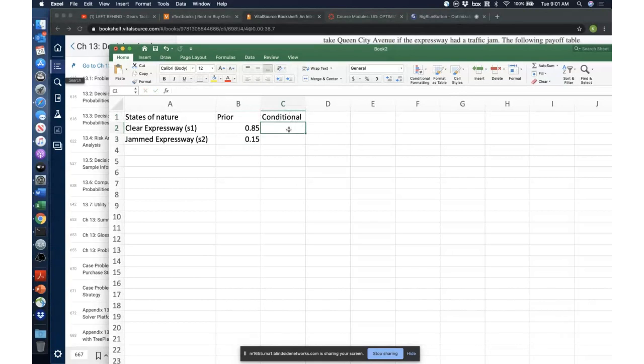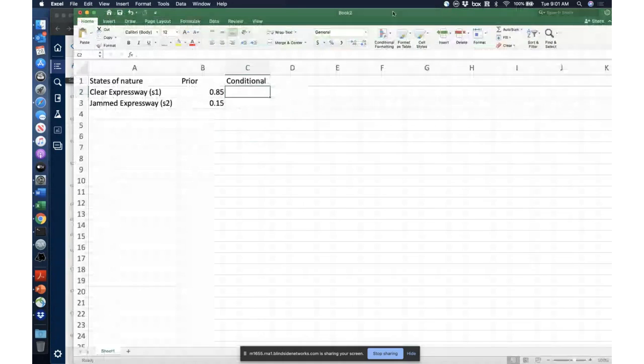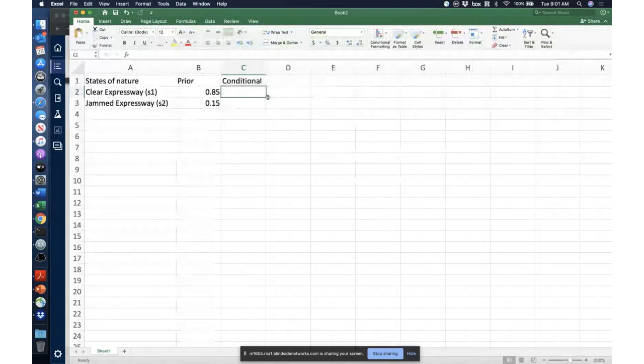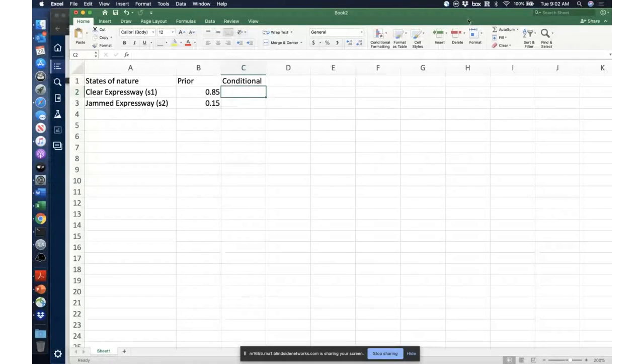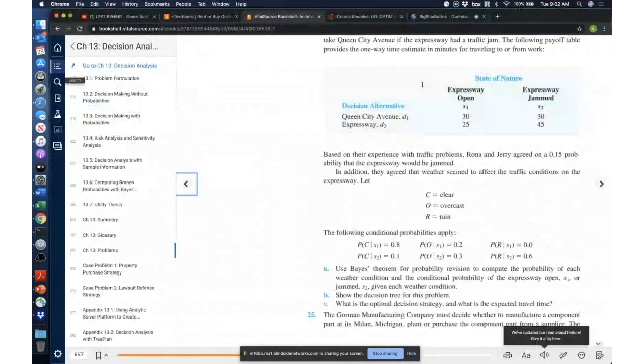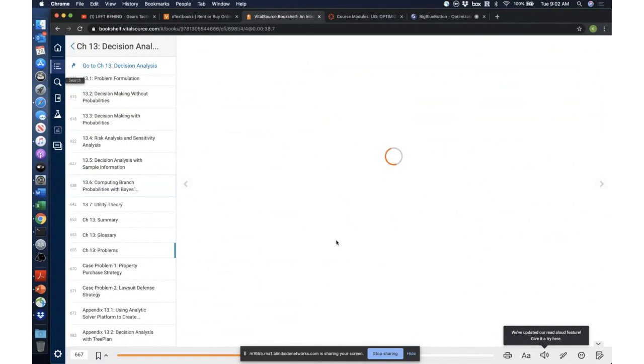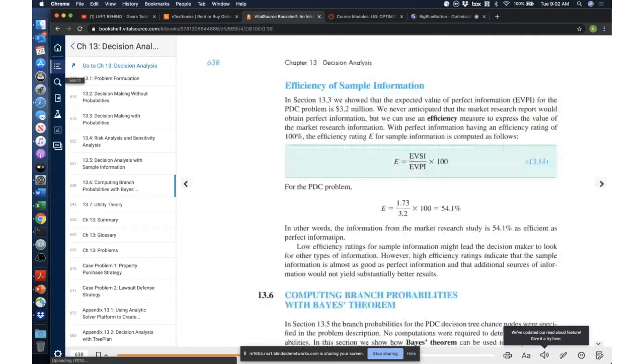So what are these conditional probabilities? This is the probability that, given that the expressway is jammed, the skies are clear, or the skies are not clear, and so on. These are the probabilities that we had before. Again, you can put them down in a table like this. It just makes your life so much easier.